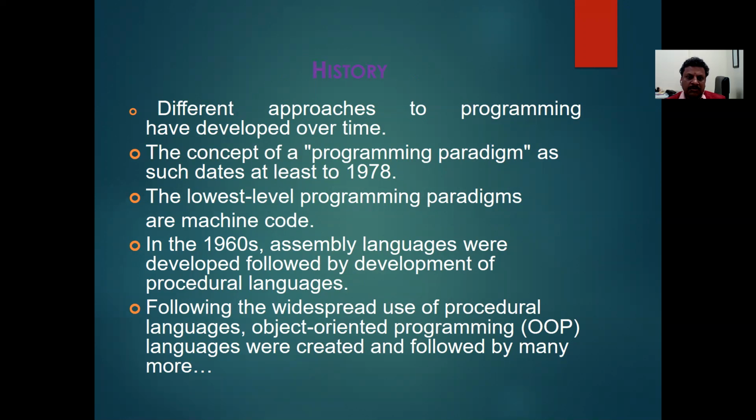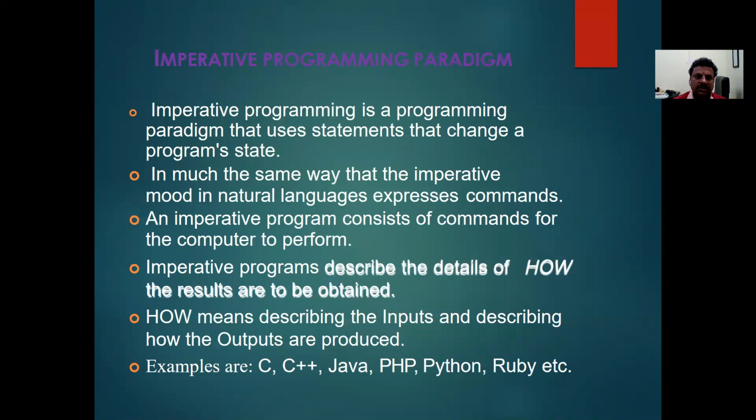The lowest level programming paradigm is machine code. In the 60s, assembly languages were developed, followed by the development of procedural languages. Following the widespread use of procedural languages, object-oriented programming languages were created, followed by many more.